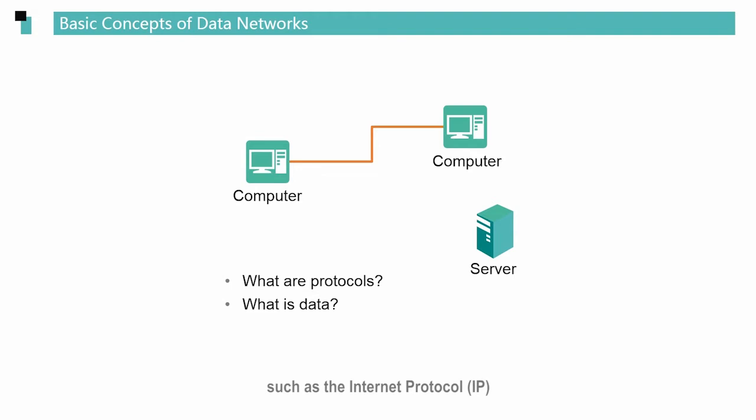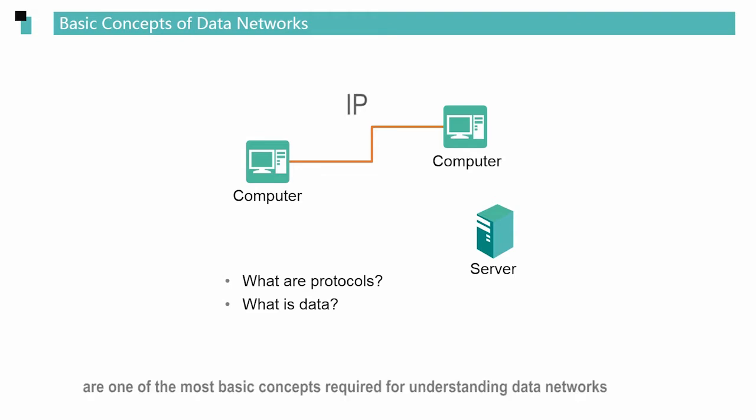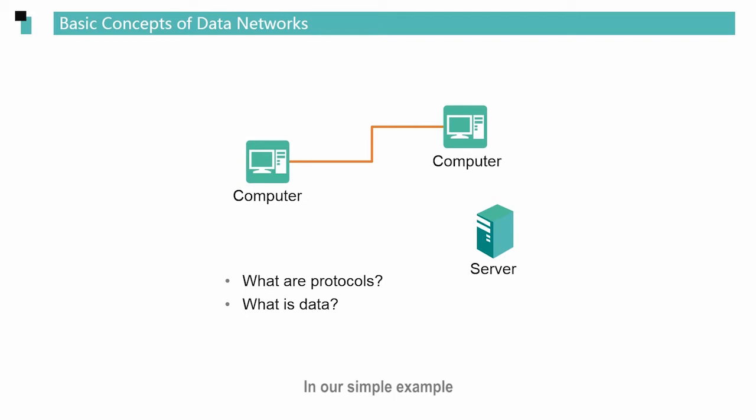Protocols such as the Internet Protocol, IP, are one of the most basic concepts required for understanding data networks. Protocols define the format of the units of data sent over networks, such as packets. How are packets physically transmitted? In our simple example, they are transmitted over the network cable. How are packets addressed? This depends on the protocol being used. In fact, the whole communication process is constrained, specified, and standardized by the different protocols being used.